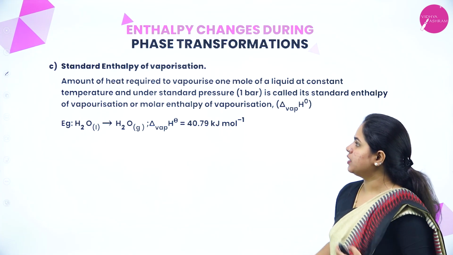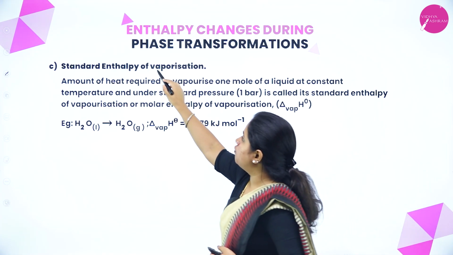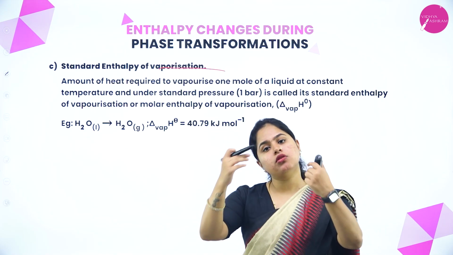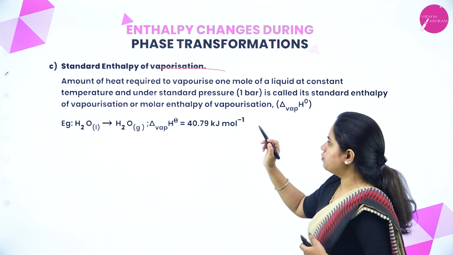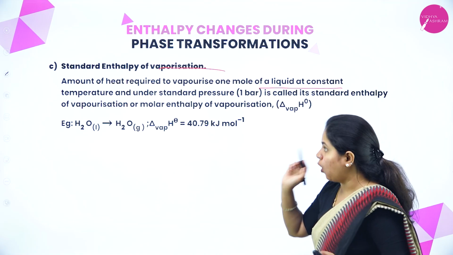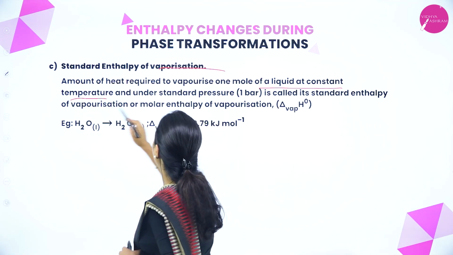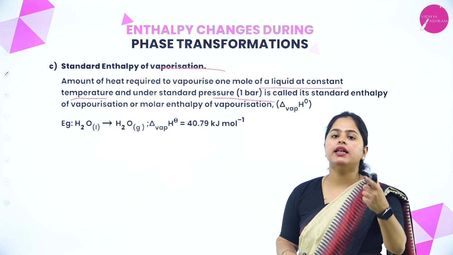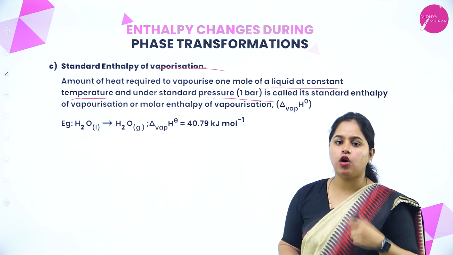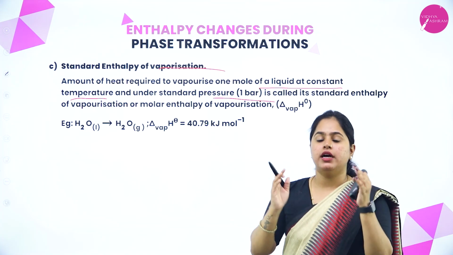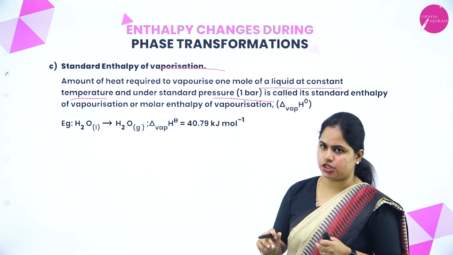Now moving on to the next one, that is standard enthalpy of vaporization. Now what is vaporization? Yes, from liquid state to gaseous state, right? So it is the amount of heat required to vaporize 1 mole of a liquid at constant temperature and under 1 bar pressure. Under standard condition, it is the enthalpy change which happens when 1 mole of a liquid is getting converted into its gaseous state, right?